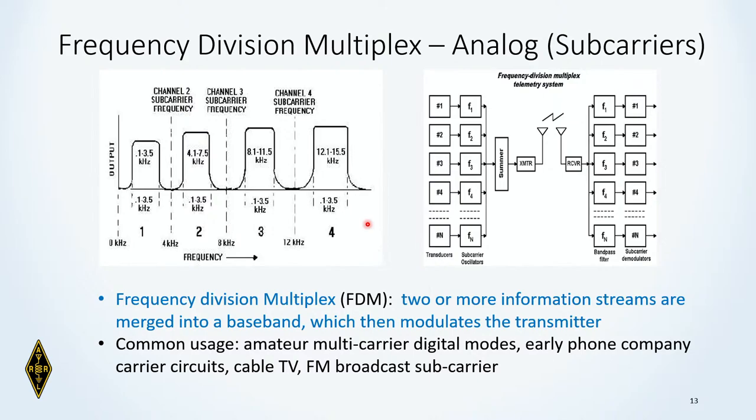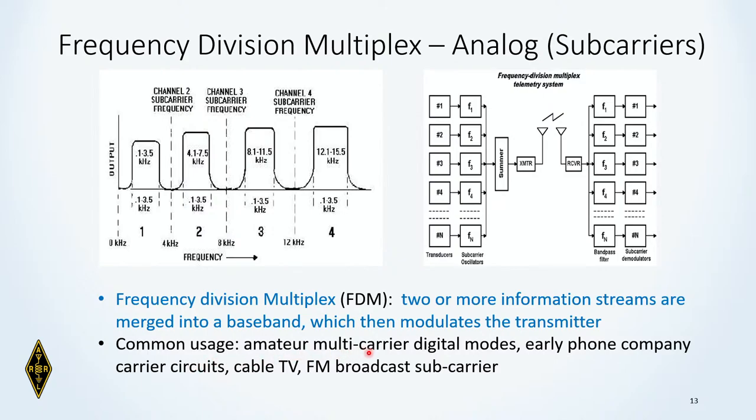And you've heard there's no free lunch. Well, this takes up a lot more room, a lot more frequency than an individual. For example, a single sideband conversation is just 3 kilohertz, but these four multiplexed would be running up to like 15.5 kilohertz. I don't know of any place that we use that day to day. I will have some examples coming up that show that. But this is the concept of frequency division multiplex using subcarriers, all analog.